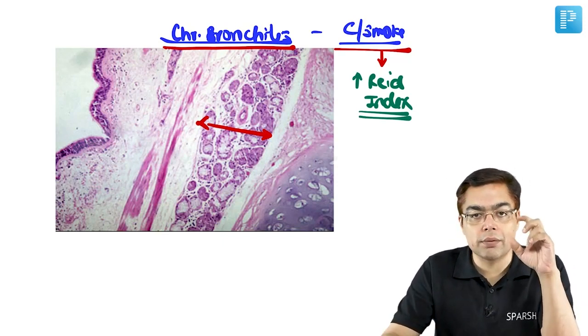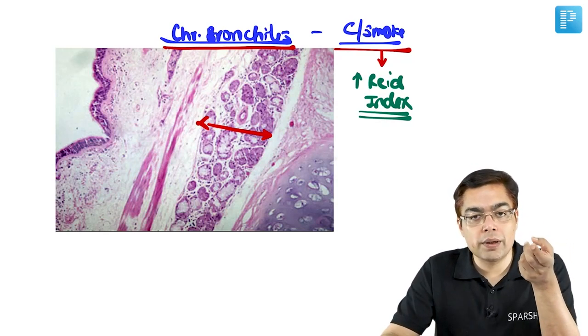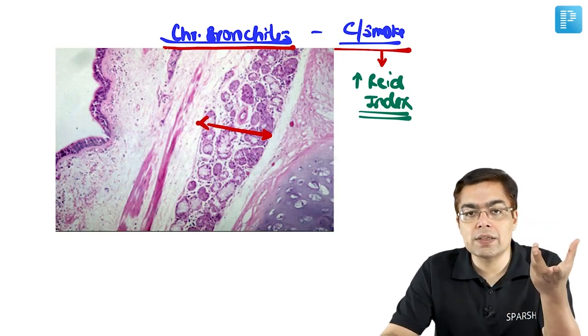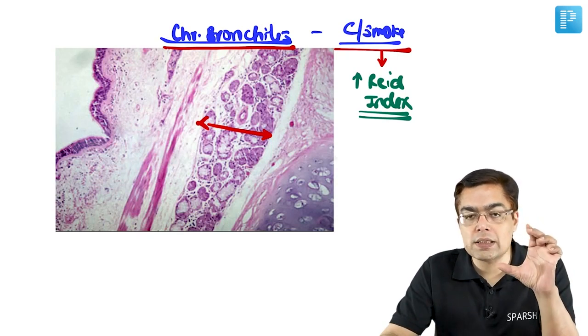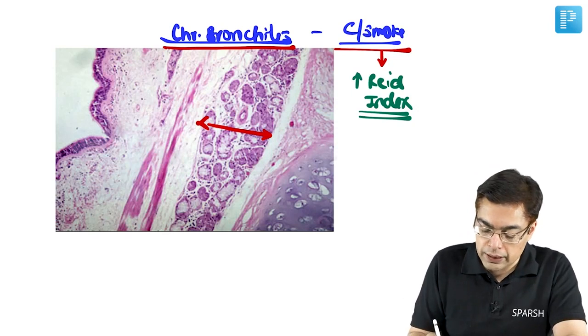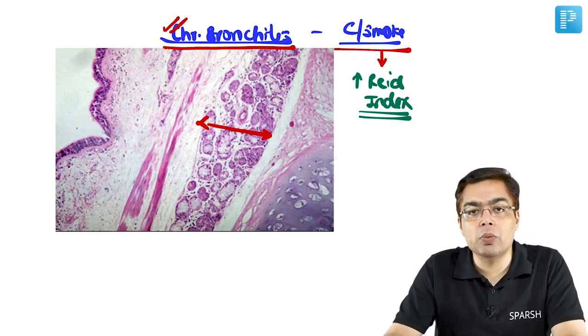Recall from our discussion in the main videos that Reed's index simply refers to, in the numerator, the thickness of the mucus secreting layer, and in the denominator you measure the distance microscopically between the epithelium and the cartilage. So these patients have an enhanced Reed's index, thereby giving you an indicator that there is going to be an increase in the thickness of the mucus gland layer. The moment we talk about chronic bronchitis, we need to be familiar with the fact that such people are not able to maintain their oxygen saturation near normal, and therefore you use the term blue bloaters with them.